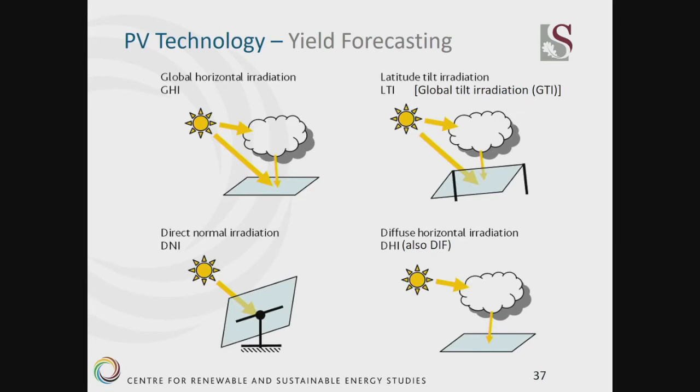We can have diffused light, and then diffused horizontal irradiance or DHI, and this is typically what you will have on a completely overcast day. If there's some cloud, there will be components of diffused and direct light.